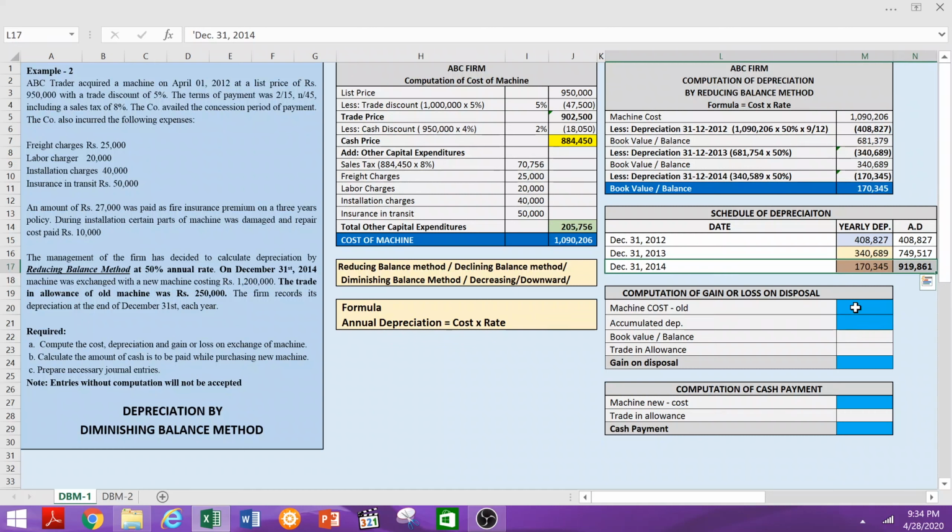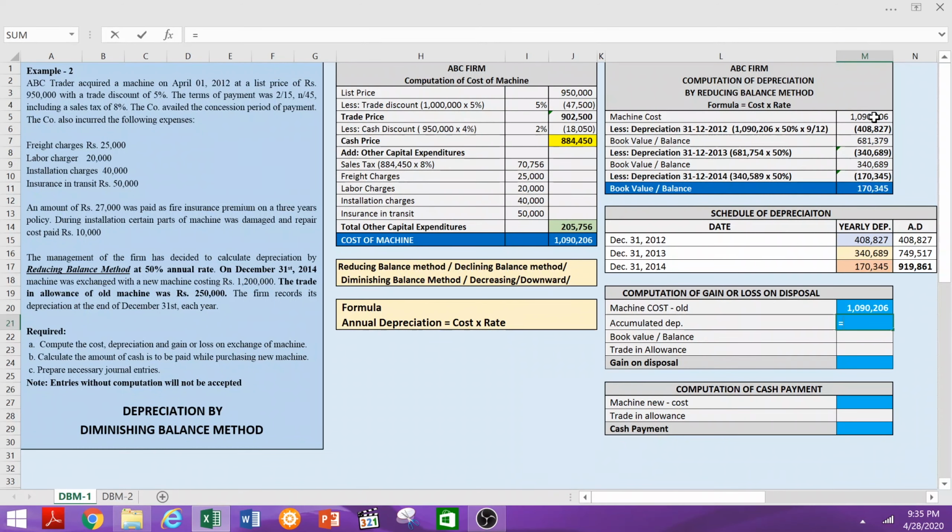Now let's move towards how to calculate gain or loss on exchange of machine. We already have learned this part, but just for your revision, because I need to explain to you in this example how depreciation is calculated by reducing balance method or diminishing balance method or declining balance method, which has already been done. So just for your revision, how to calculate gain or loss, we are writing here the cost of machine. The cost of machine is given to you, you can write from anywhere.